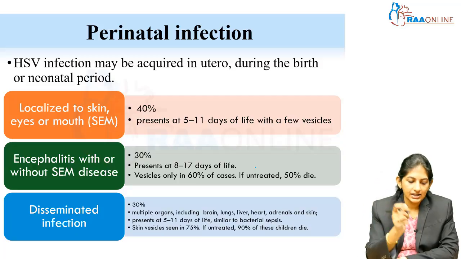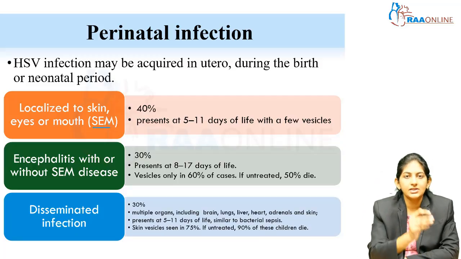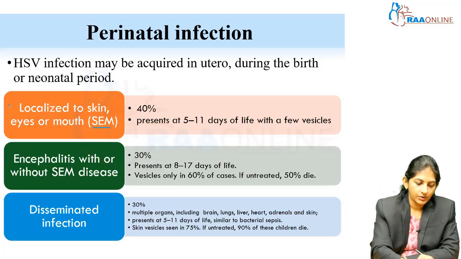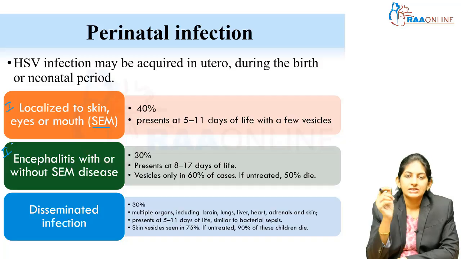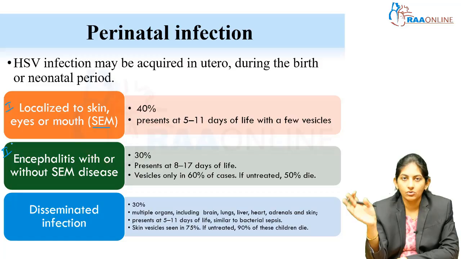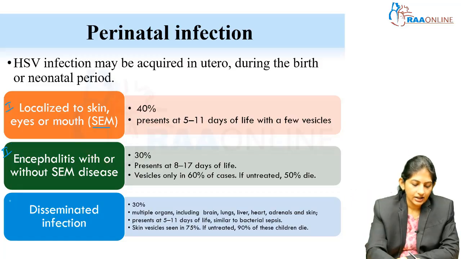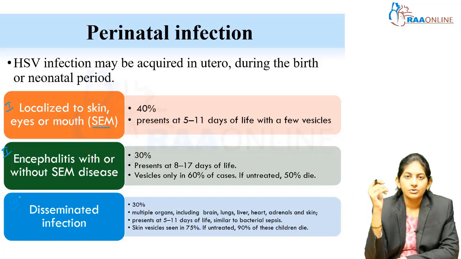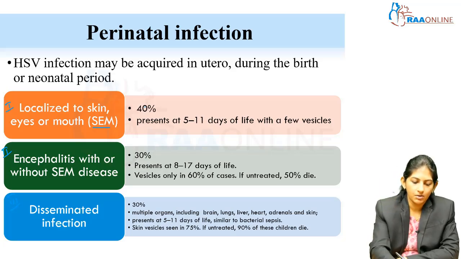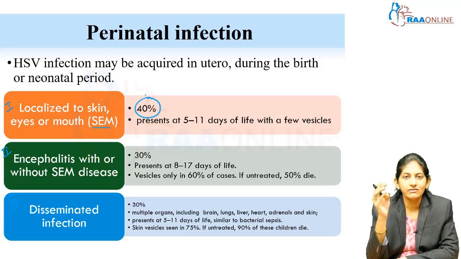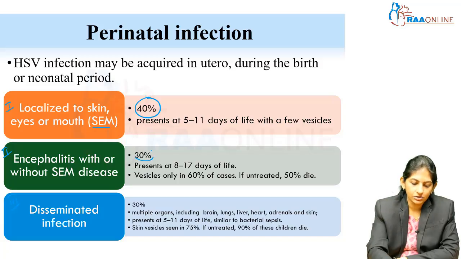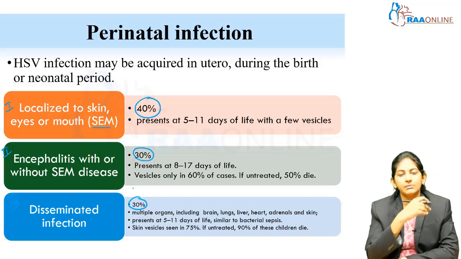So number 1 is SEM disease. SEM is skin, eyes and mouth. This is number 1. Number 2 is skin, eyes and mouth with encephalitis, or sometimes only encephalitis without the skin, eyes, mouth involvement. Third will be the disseminated infection. Skin, eyes, mouth, that is only the mucocutaneous involvement, is the most common. So 40% of the newborns will have SEM involvement. Encephalitis will happen in around 30% of the individuals, and the other 30% will have disseminated infection.